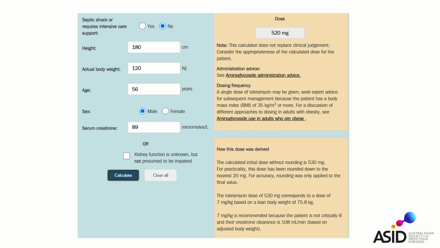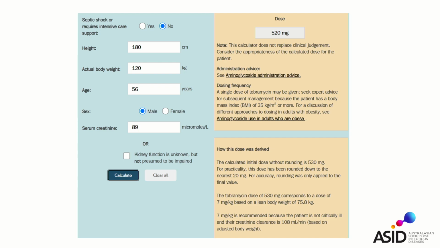This is the final product. So here I've put in a patient without sepsis or septic shock who's 180 centimetres, 120 kilos. I mean, put him in the second row for the Brisbane Broncos. But he's 56 kilos, so might have a few injuries.